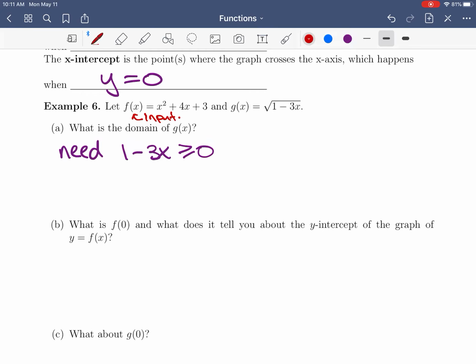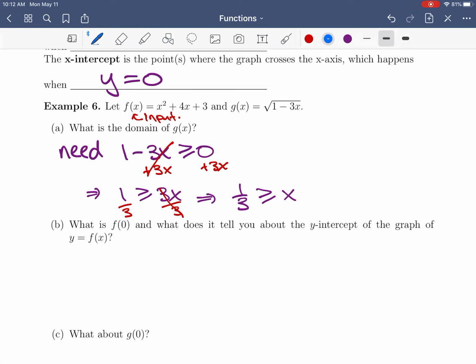So now I want to solve this for x. So I'm going to add the 3x to this side. Okay, so it goes away on that side. So 1 has to be bigger than or equal to 3x. And then I can divide by 3 on both sides so that I just have x on this side. So I'm going to have 1/3 is bigger than or equal to x.